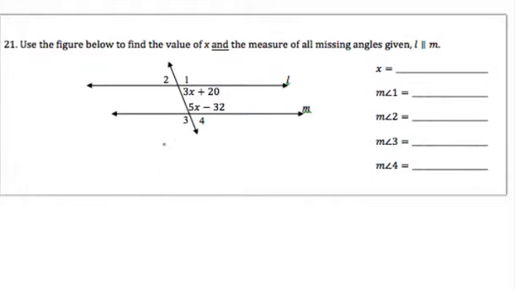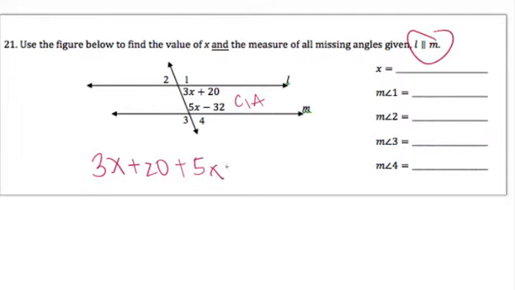Did this one in class, and I think every single class, but let's just do it again. Use the figure below to find the value of x and the measure of all the missing angles. These two angles right here are consecutive interior angles. So we're going to add them up and set them equal to 180, because my lines are parallel. And I have a calculator, so you can have a calculator on the test. Just make sure when you have your calculator out that you don't have anything there to cheat. So there you go.